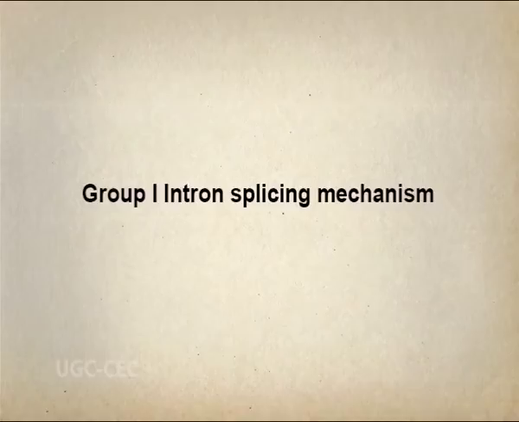Introns can be classified into 4 groups, which are group 1, group 2, group 3, and group 4 introns. Group 1 and group 2 introns are self-splicing introns, whereas group 3 introns require additional proteins and group 4 requires enzymes for splicing. Let us first discuss about group 1 intron splicing mechanism.